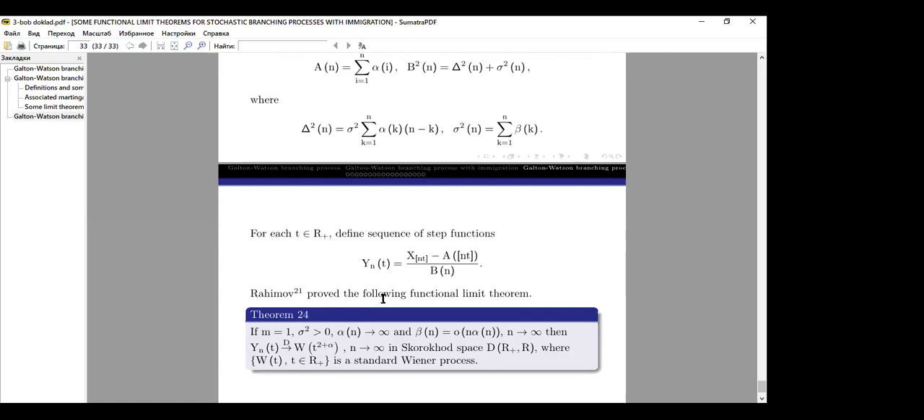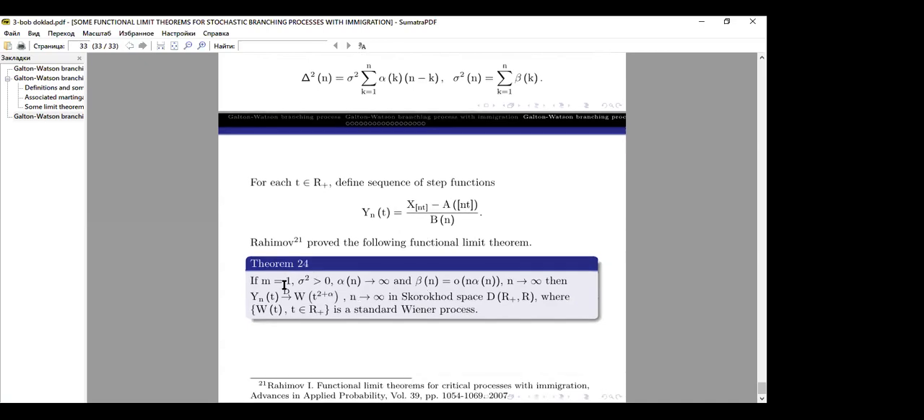Rahimov in 2007 proved the following functional limit theorem. Suppose we consider a critical branching process with immigration with finite variance of descendant particles, and we suppose that alpha n tends to zero and b n is controlled by n multiplied by alpha n. Then we have this convergence. This convergence holds in the Skorokhod space, where W(t) is a standard Wiener process.